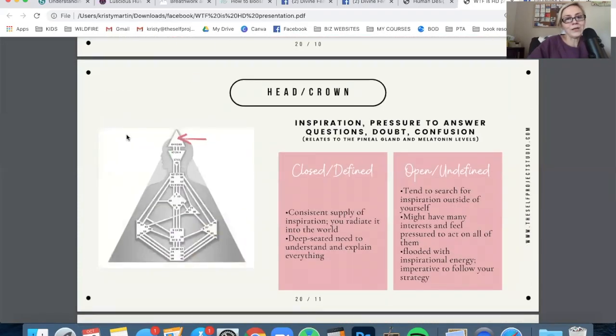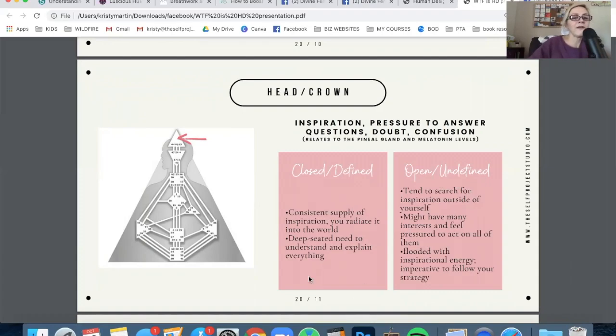So the very top one is the head or the crown. This center is where you get your inspiration. You'll get the pressure to answer questions. You might have doubt or confusion. Anatomically, this relates to the pineal gland and your melatonin levels. If you have this area of your chart closed or defined, so colored in, you are going to have a consistent supply of inspiration and you're going to radiate that out into the world. So you will be able to supply your own inspiration, versus an open or undefined center, which tends to search for inspiration outside of themselves.